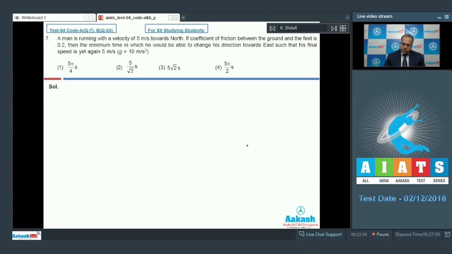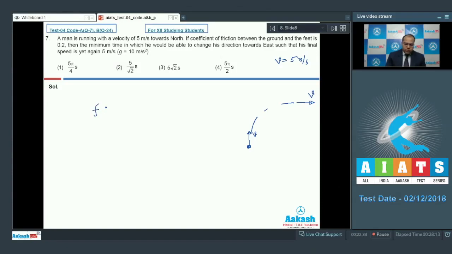So if I analyze the situation, suppose initially the man is here and is moving in the north direction with a speed v, and the value of v is 5 meters per second. After some time it changes its direction from north to east in this way, and it is also moving with the speed v. The only force acting on the man due to the ground is friction, so the change in momentum is only because of this frictional force.